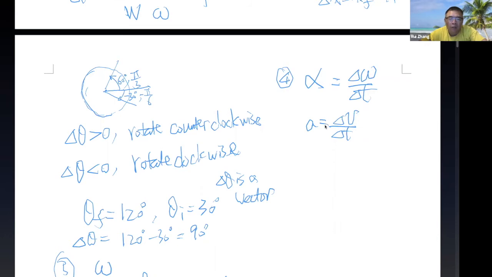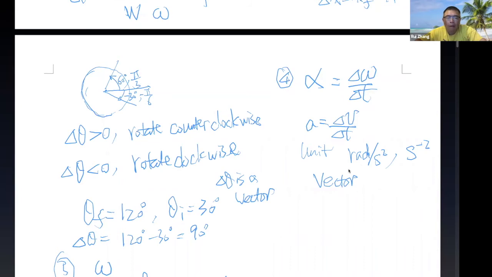And the unit here is again radian per second, so radian per second squared, or sometimes just s-2, because radian is not a real unit. It's just like a sign basically. And again, this will be like a vector.